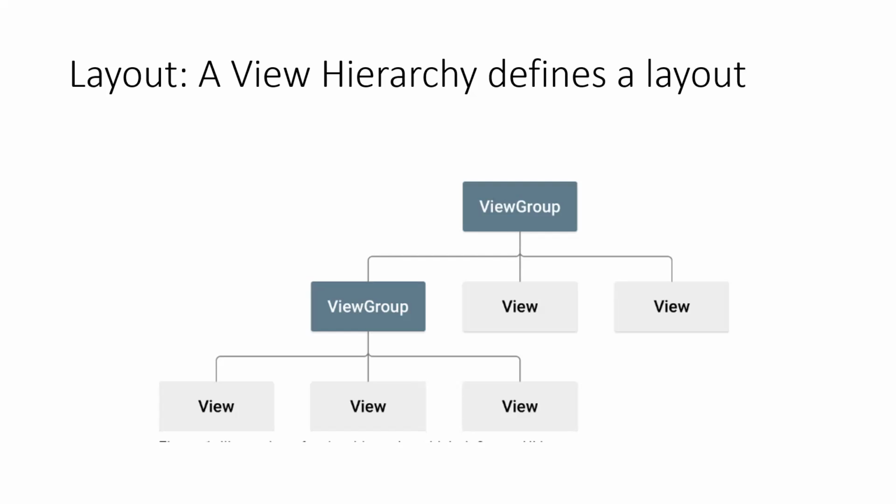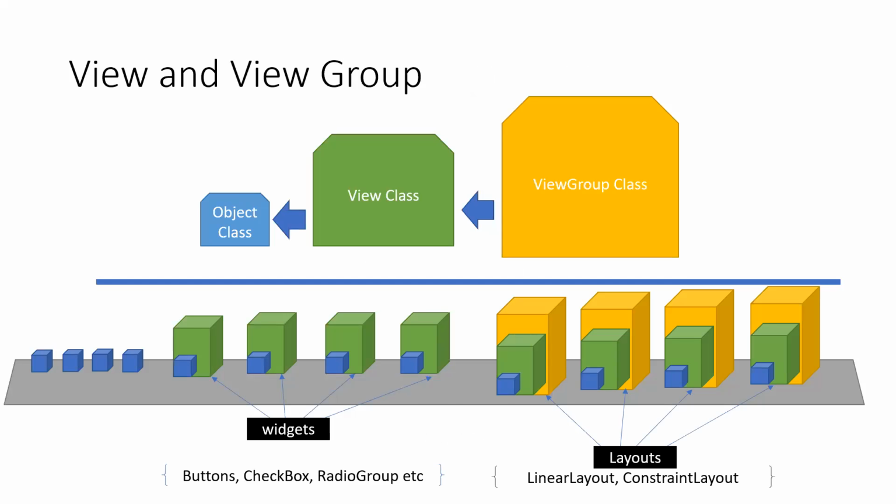And that view group, which is contained in the parent view group, can further contain other views. If I talk in the form of a class diagram and an object diagram, you have an Object class at the very basic level, a View class derived from the Object class, and a ViewGroup class derived from the View class. The View class is an extended version of the Object class, and these objects are also called widgets. Buttons, checkboxes, and radio groups are some examples of widgets.